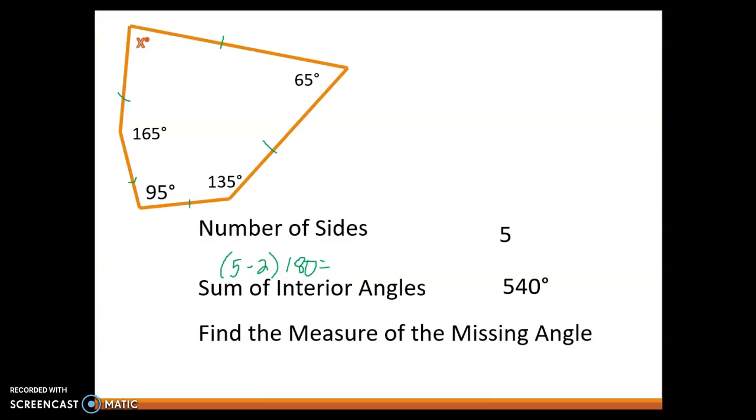To find the measure of the missing angle, we then take our 540 and we subtract the known angles. So 540 minus the 65, 135, 95, and the 165. And when we do all of that, we find that our missing angle right up here in the corner is 80 degrees.